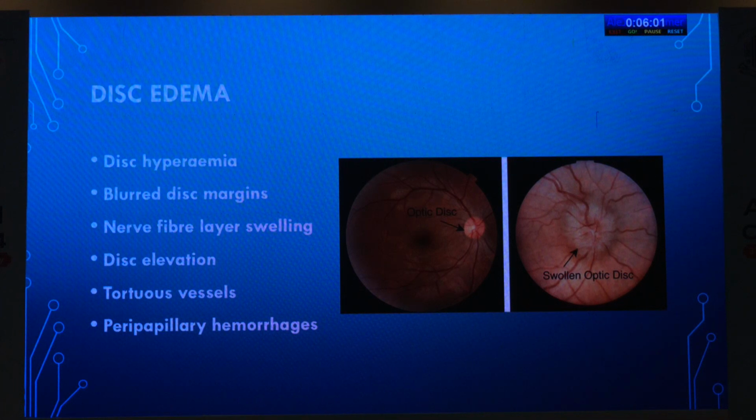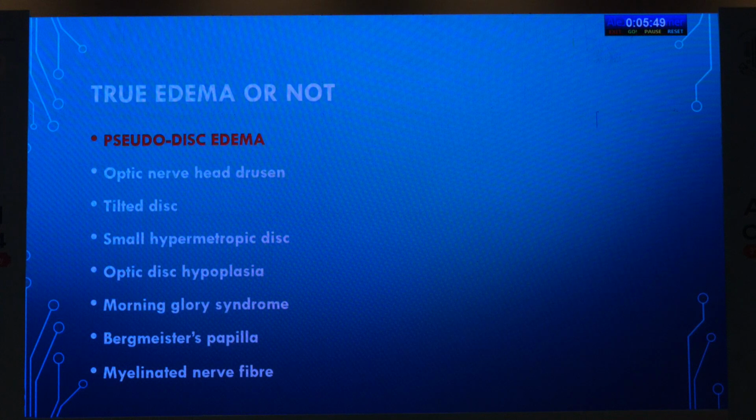When we see hyperemia, blurred disc margin, nerve fiber layer swelling, disc elevation, tortuous vessels over the disc and peripapillary hemorrhage, we call it disc edema. When we say this is disc edema, we must also rule out pseudo disc edema. The most important pseudo disc edemas are optic nerve head drusen, which is more common, tilted disc, small hypermetropic disc, optic disc hypoplasia, and others like morning glory syndrome, Bergmeister's papilla and myelinated nerve fibers.